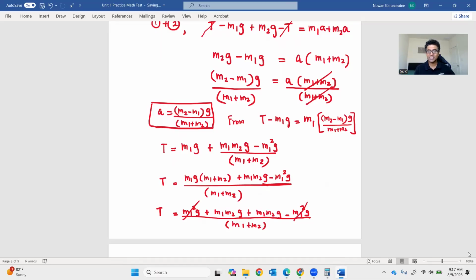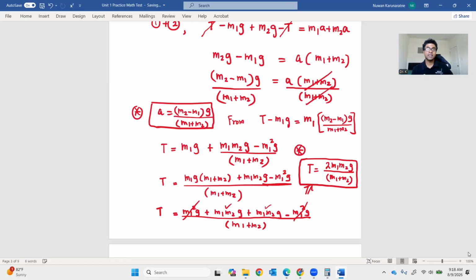So that's the final answer. So I'll squeeze the final answer for T. So T is equal to 2 times, right? Because these two are the same. They are the same. So 2 times m1 m2g divided by m1 plus m2. And that's the expression for T. So we got the expression for A and we got the expression for T and we are done.